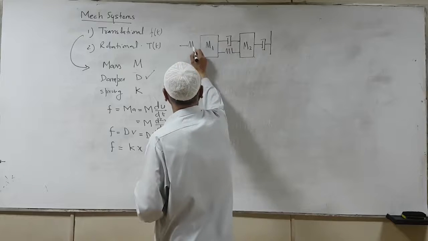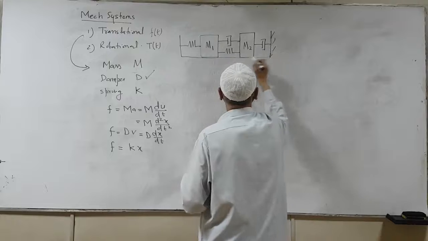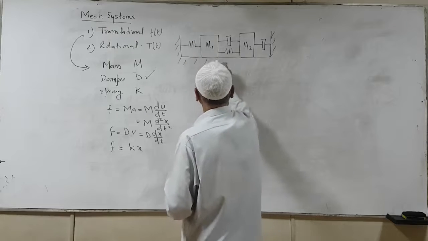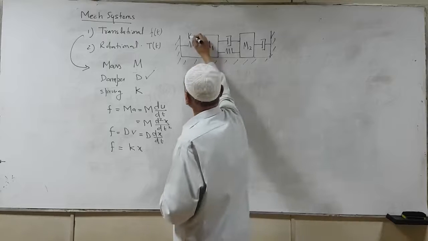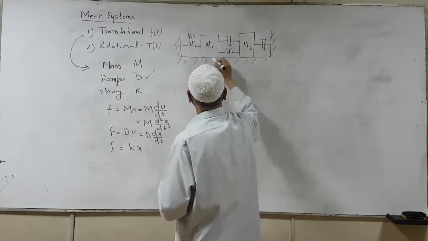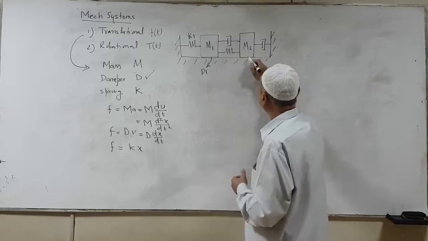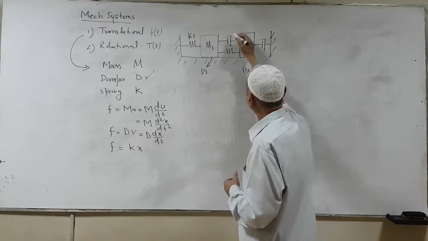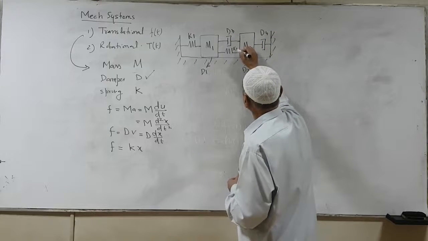And put a spring over here as well. And this is the reference. Some mechanical system is modeled to be like this. This is K1. There's a friction, so we can denote this by D1, and the friction over here D2. This is D3, this is D4, and this is of course K2.